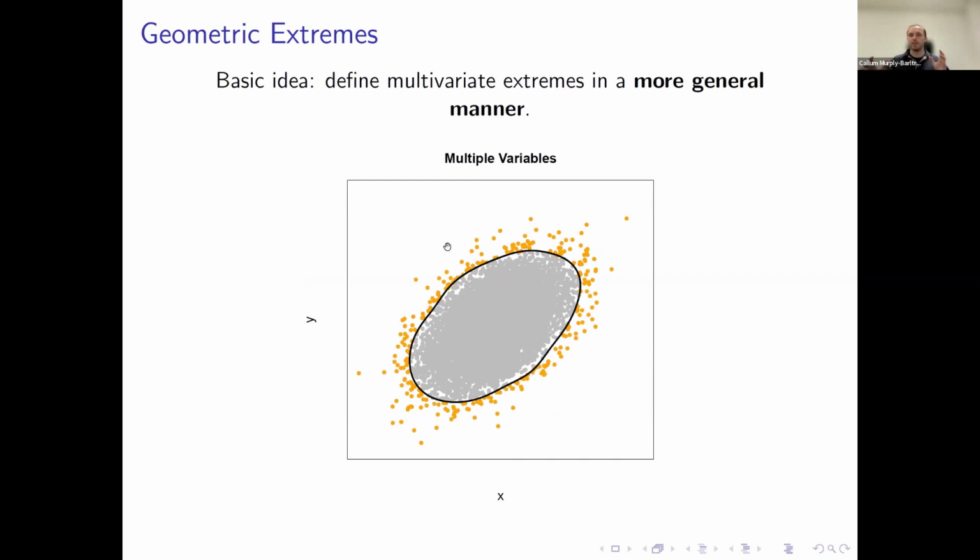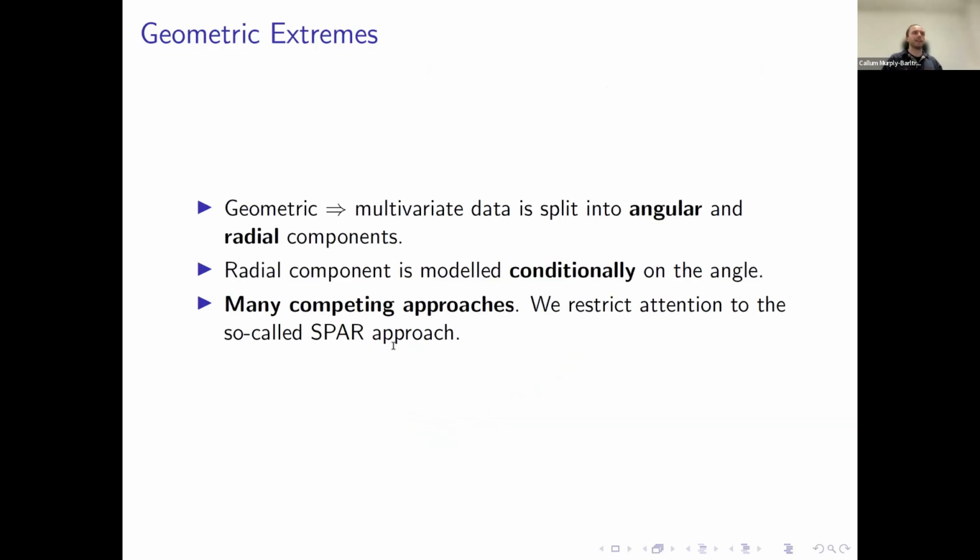So it's a different definition. Like I say, it's a philosophical idea, how you define these events, but it's a more general definition, let's say, of a multivariate extreme. The geometric word here means we're going to split the data into angular and radial components. That's the key idea behind these approaches. And I've shown it in pictures as well.